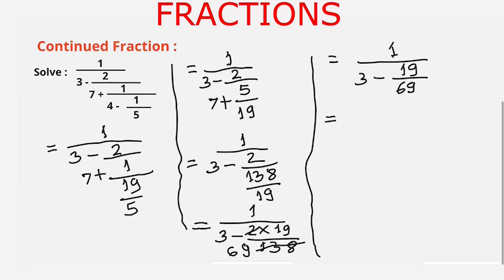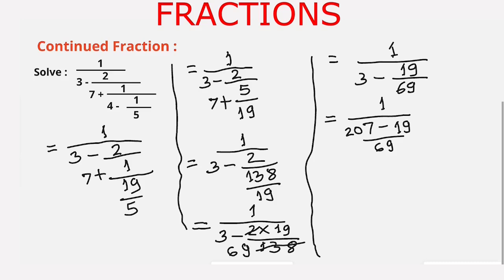This is equal to 1 upon. Now we have to solve 3 minus 19 upon 69. The denominator is 69 and 3 times 69 is 207 minus 19. How to calculate 3 multiplied by 69? You multiply it by 70. 70 times 3 is 210 and we have to subtract 3 from it as 3 times 1 is 3. So it becomes 210 minus 3 is 207.